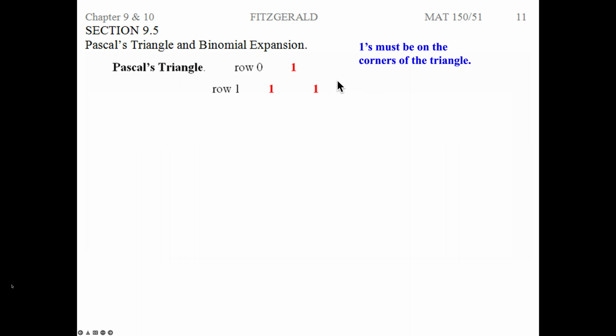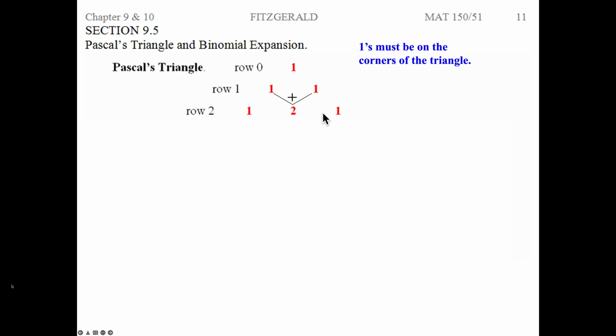So, Pascal's triangle: you have to have ones on the corners. Then what we're going to do next is add these two numbers together. That sum will be a 2, and you put it right down in between the numbers, and again put ones on the corners. So now this goes from row 0 to row 1 to row 2.